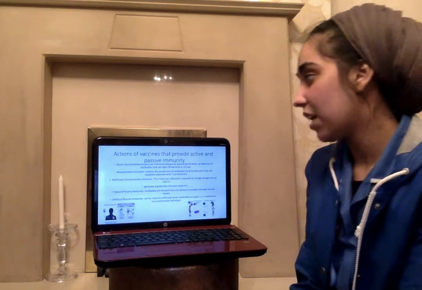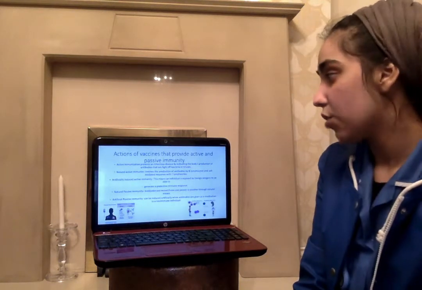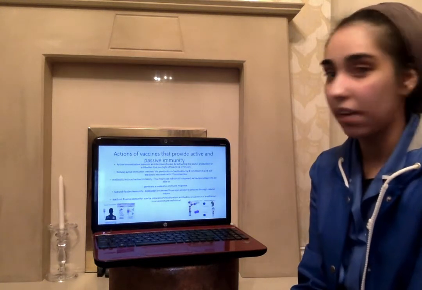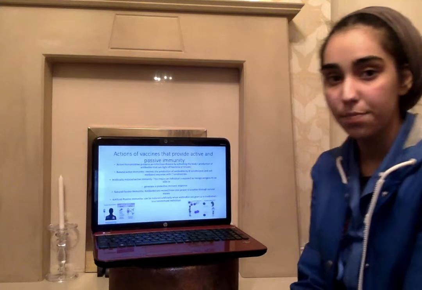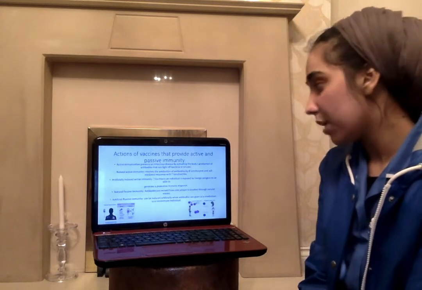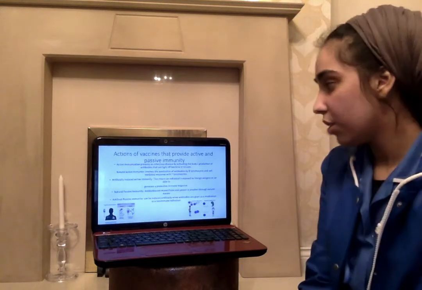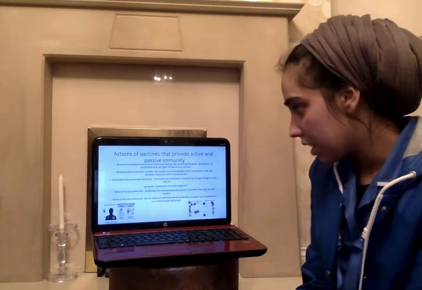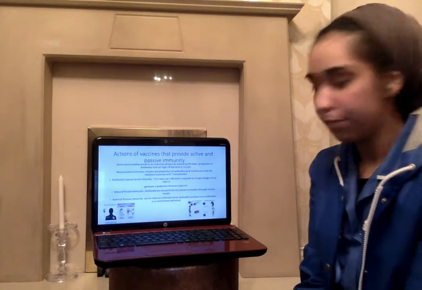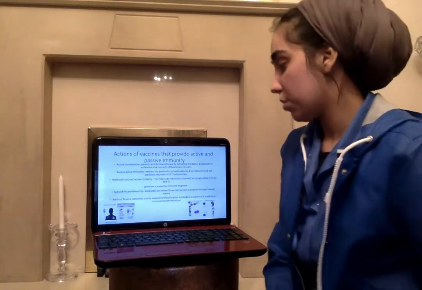The actions of vaccines that provide active and passive immunity. Active immunisation prevents an infectious disease by activating the body's production of antibodies that can fight off bacteria or viruses. Natural active immunity involves the production of antibodies by B lymphocytes and cell-mediated responses with T lymphocytes. Artificially induced active immunity means an individual is exposed to foreign antigens to be able to generate a protective immune response.